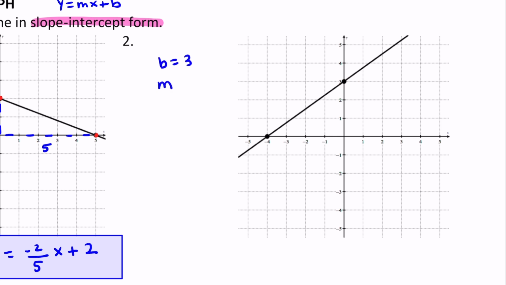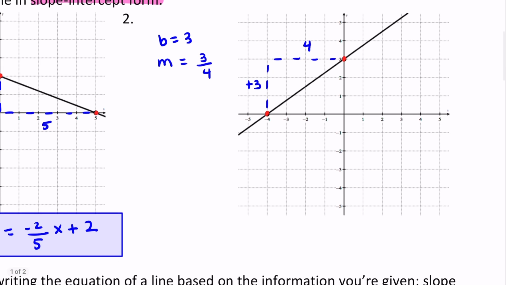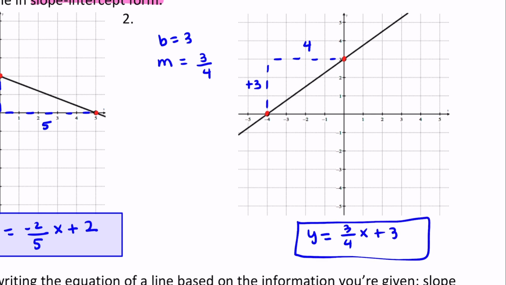And my slope, well, I need to look at the 2 points. Here's a point. Here's another point. I'm going to go up 3, so it's +3. Then I'm going to run to the right 4. So my slope is 3 over 4. My rise is 3 and my run is 4. So using my slope-intercept form, I have y equals 3/4 x plus 3. And that is my answer.